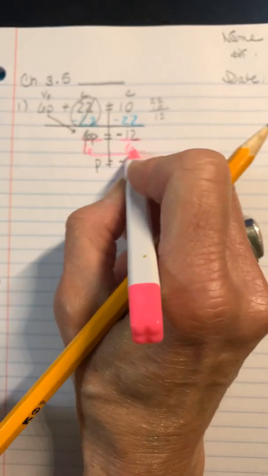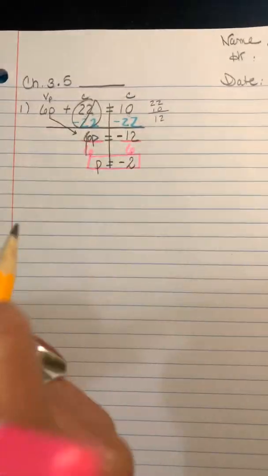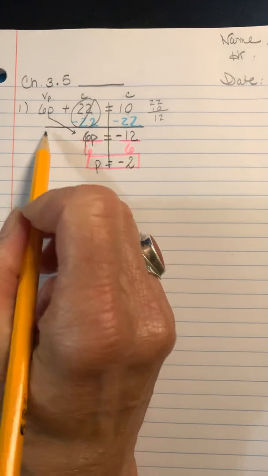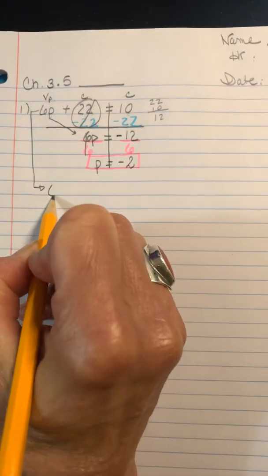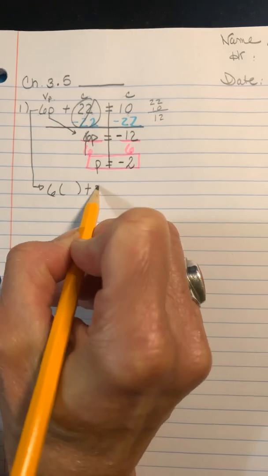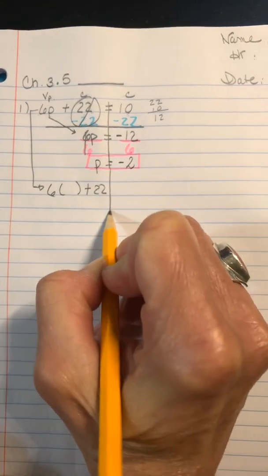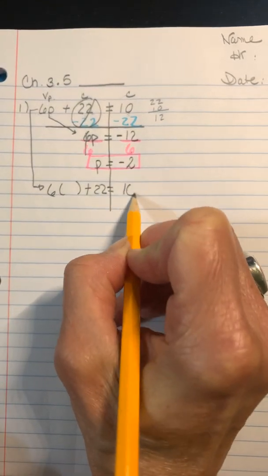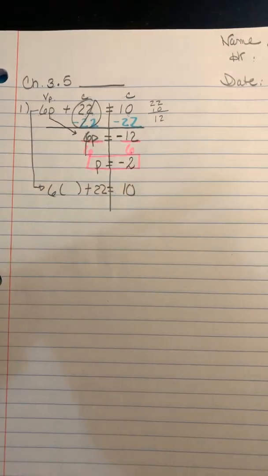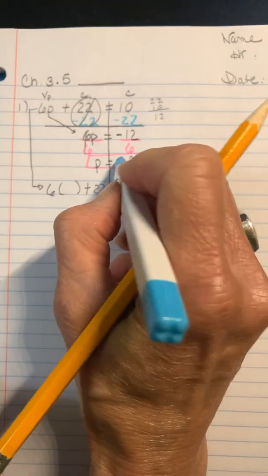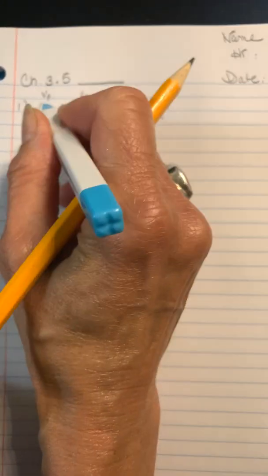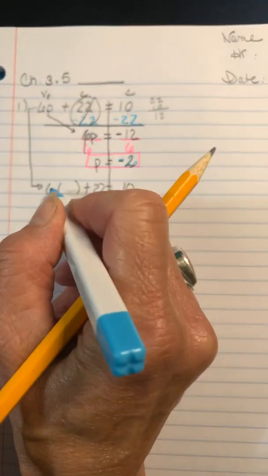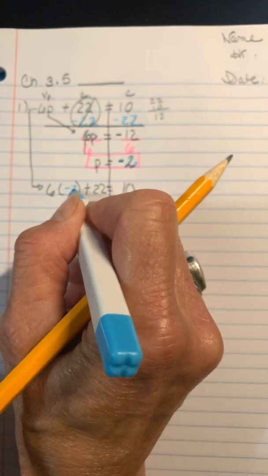So here I have my solution. Check step's a little more involved because the problem's a little bigger. I'm going to drop it down. And I have 6 times p plus 22. And I want that to equal the right side, which is 10. So I'm going to take that negative 2 right there, which is what p is, and substitute it where p was, which is being multiplied by 6.